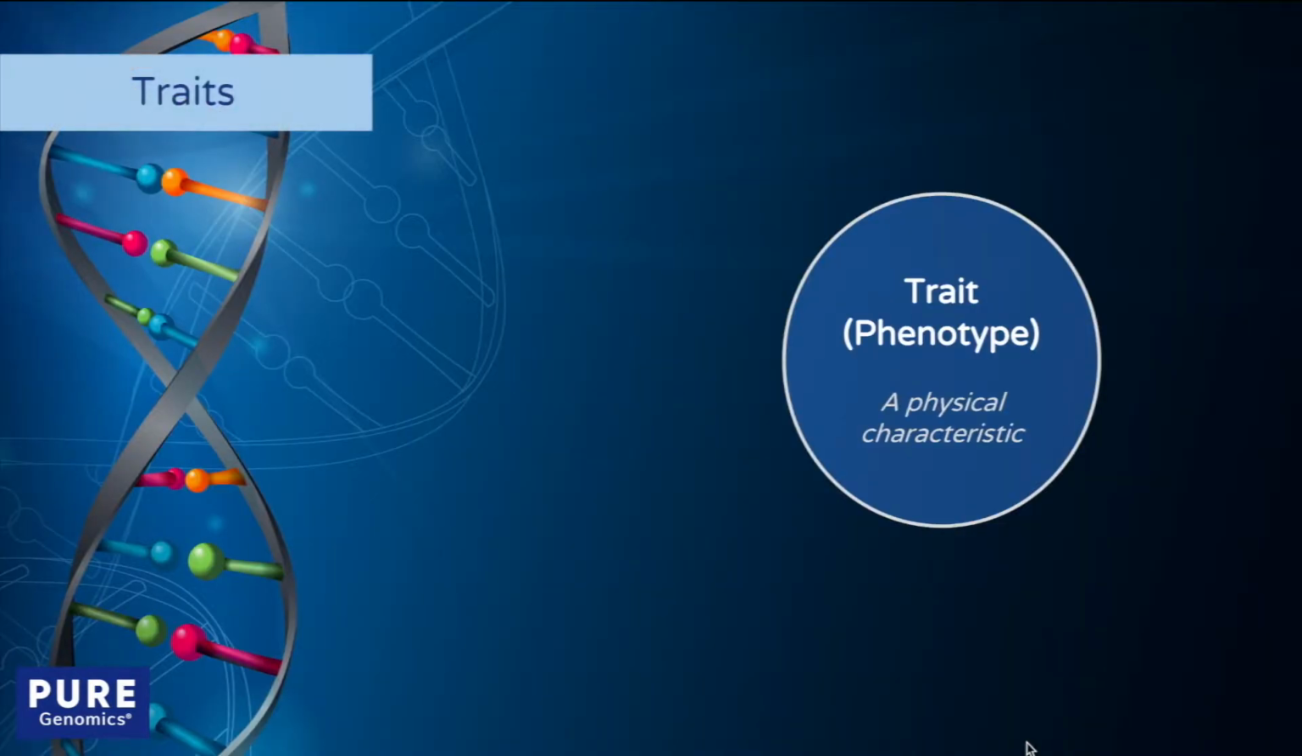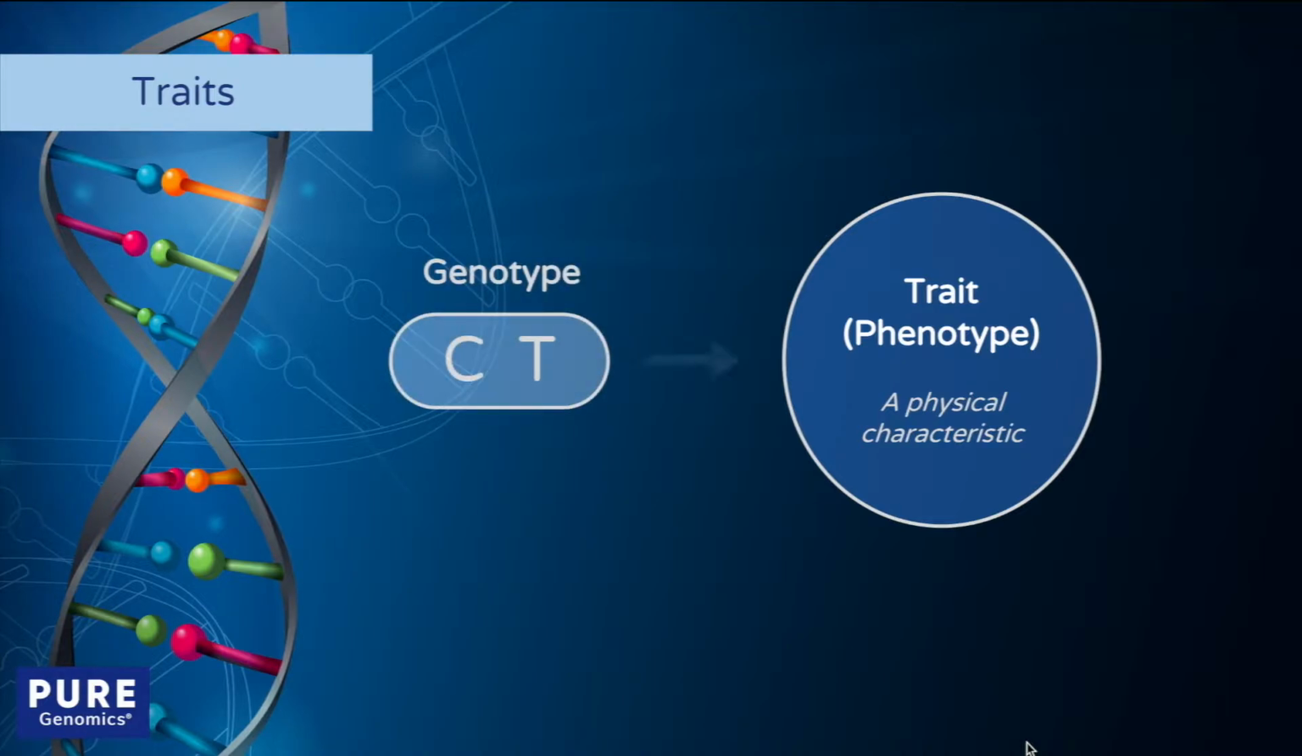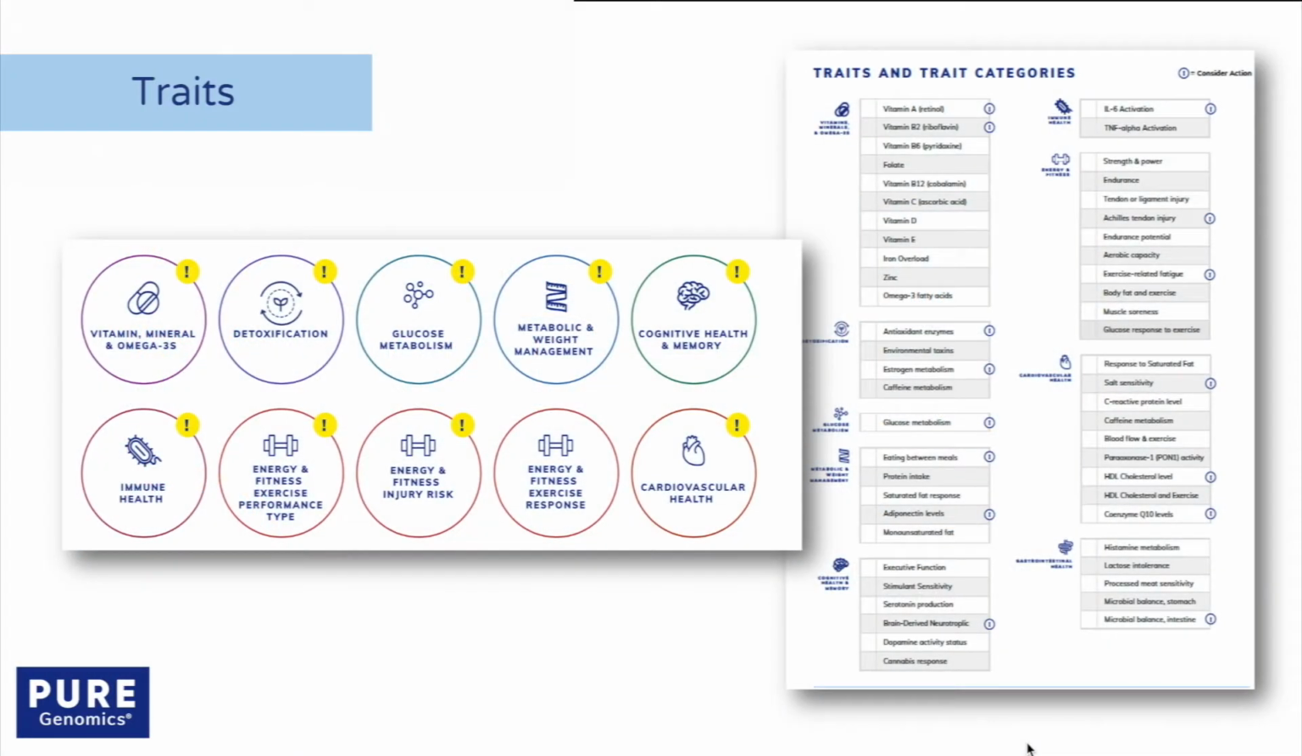A trait, also known as a phenotype, is the physical characteristic associated with a specific genotype. Traits include hair color, height, and blood type. PureGenomics focuses on modifiable traits that respond to diet and lifestyle.